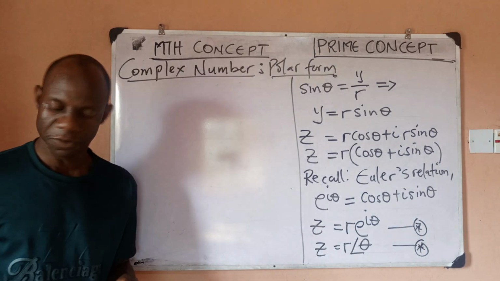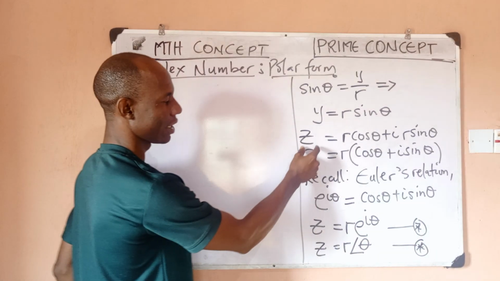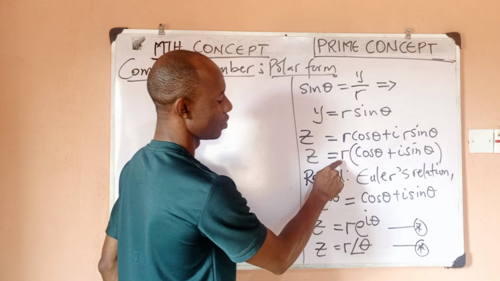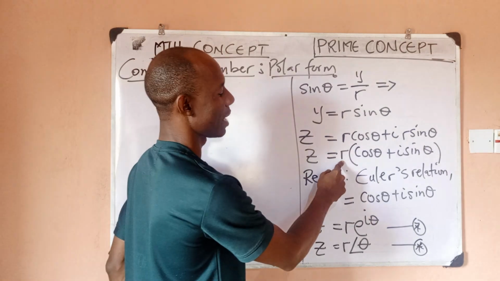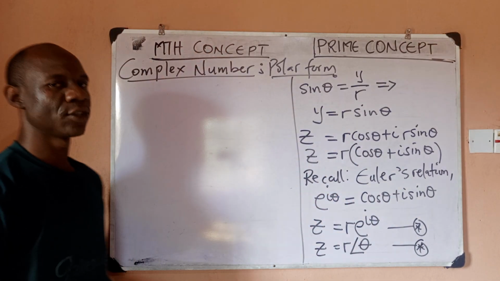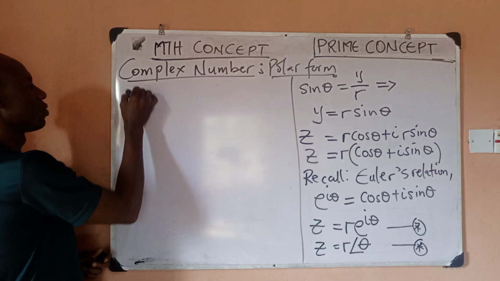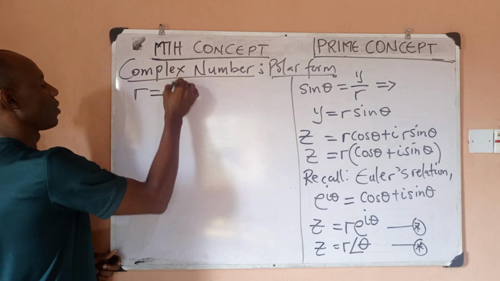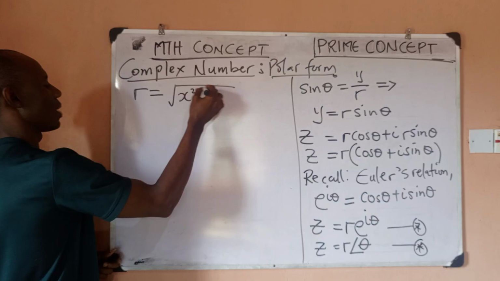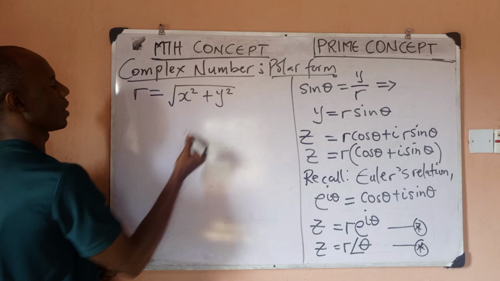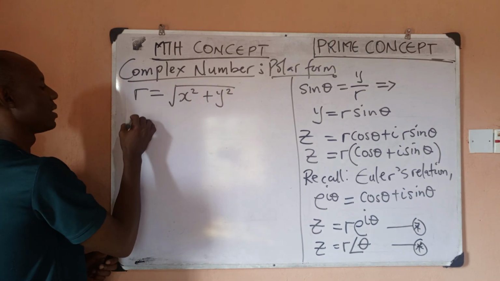I'll be giving two formulas that are necessary, because for you to write a complex number in polar form, you need to find r, which is the magnitude, and you need to find the argument, theta. So it means we'll be needing this relation: r equals square root of x squared plus y squared. This is r.